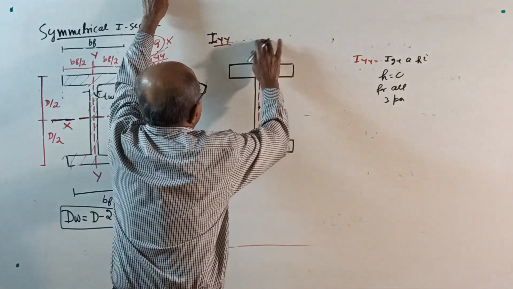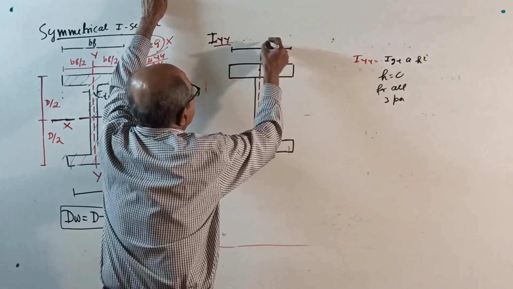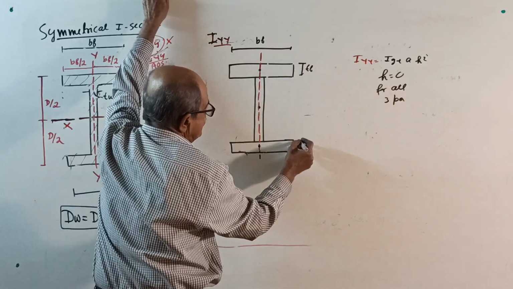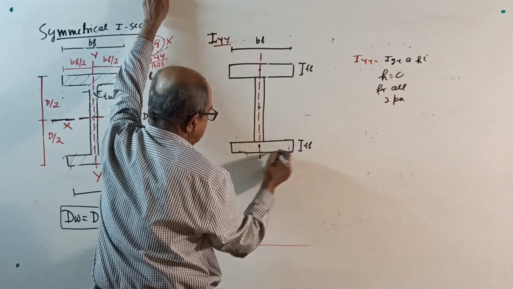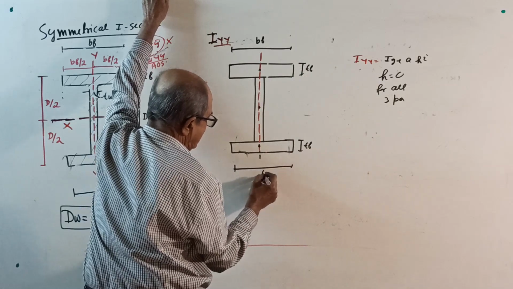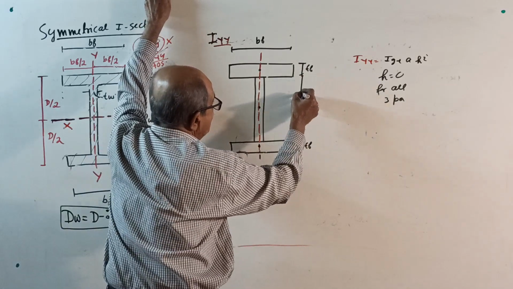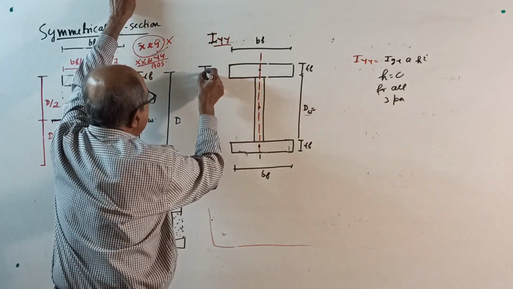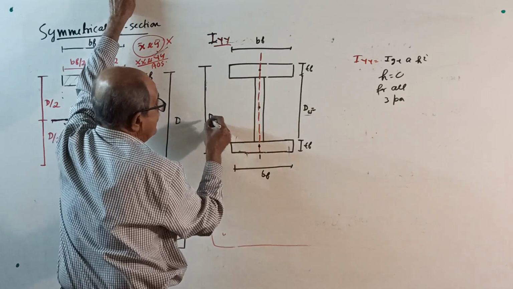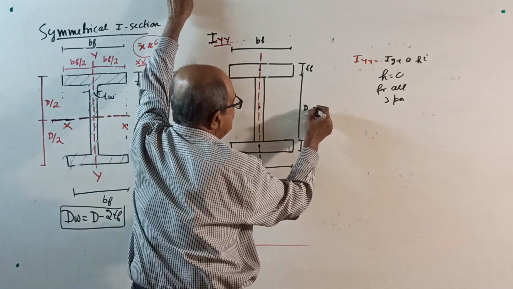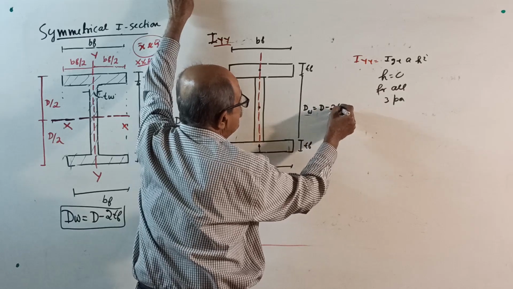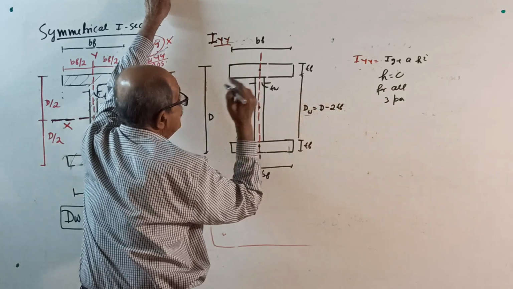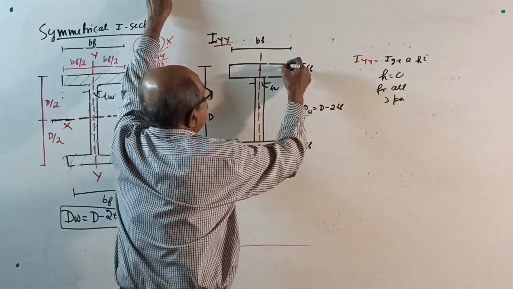Therefore, this is the breadth of flange. This is the thickness of flange. This is also the thickness of flange. This is also the breadth of flange. This is the depth of web. You know how to find the depth of web? If the total depth is D, the depth of web equals D minus 2 times the thickness of flange. This is Tw.